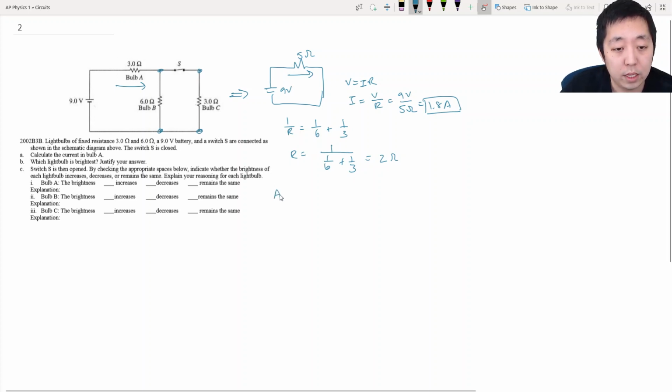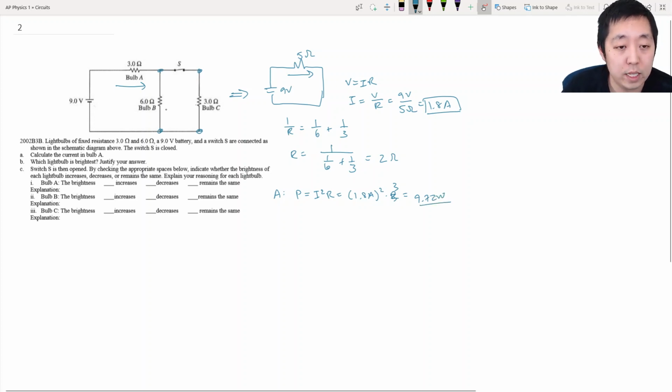For bulb A, because I know the current through this resistor, I'm going to use this equation, I squared R. Because I know the current, I know the resistance, and I know the current going through the resistor. So 1.8 amps squared times R, and this R is 3. So 1.8 squared times 3 is 9.72 watts. Whichever one has the most power, by the way, is the brightest.